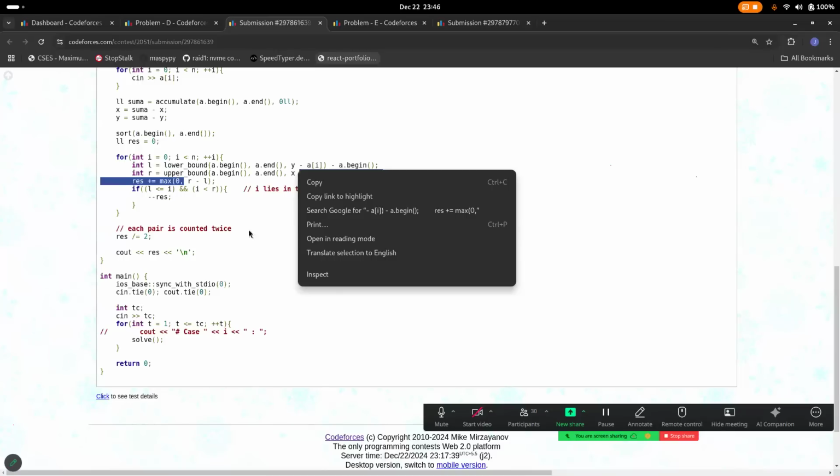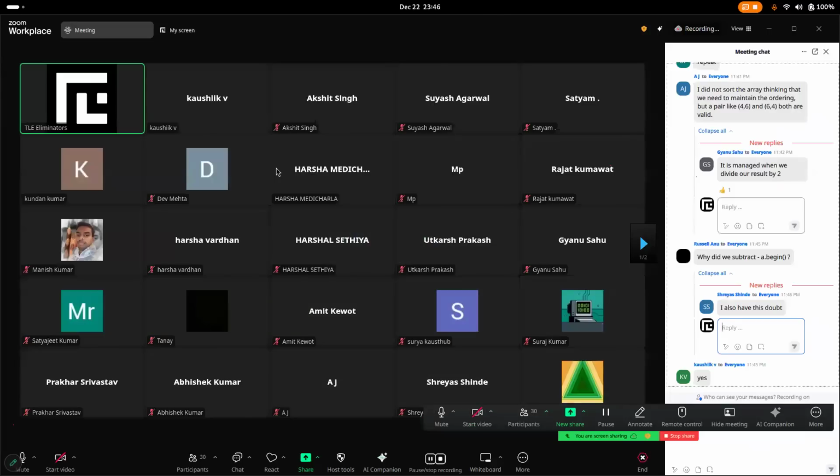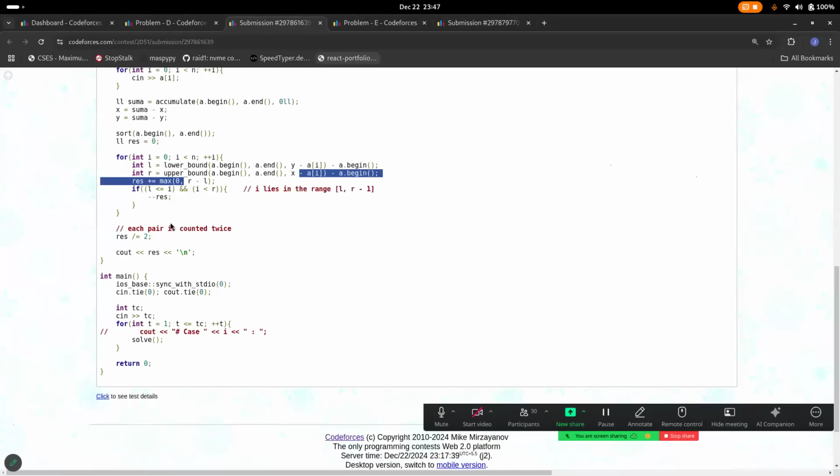The reason we subtract a.begin is that we are given a pointer to the lower bound rather than an index. So we say this pointer minus a.begin, and this gives us the index of a.l. Yeah, that's how you do it.